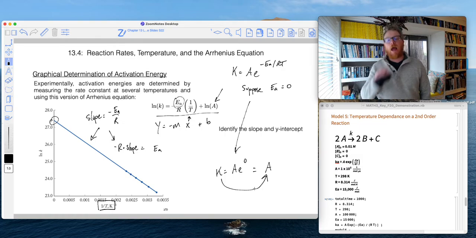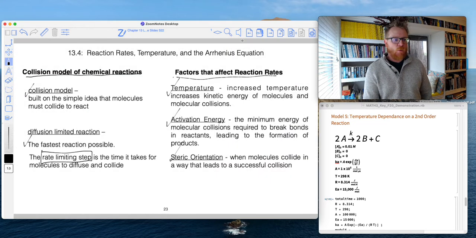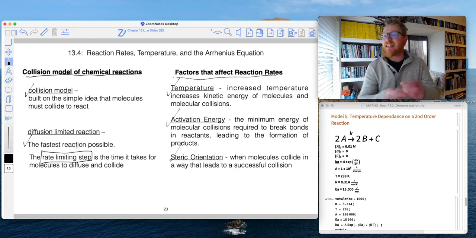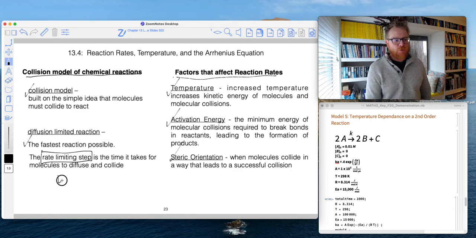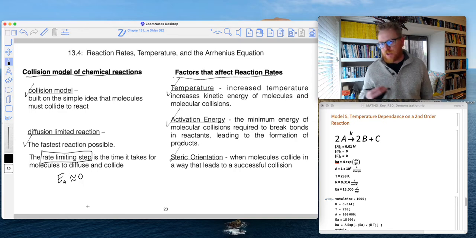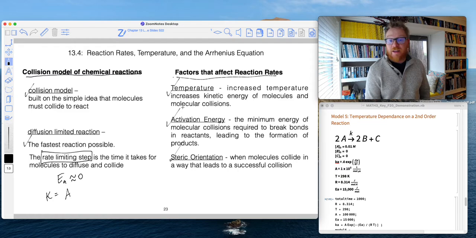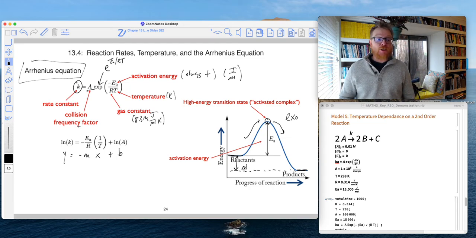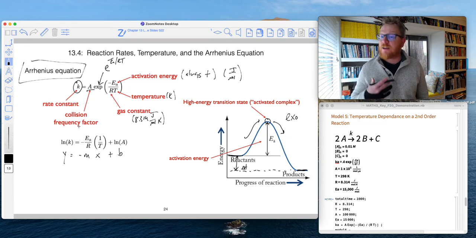What that means, if we have no activation energy, is that we're talking about a diffusion limited reaction, right? The rate limiting step is just how long it takes for them to collide. They collide, they instantly react. So this would be an EA equal to 0 or very closely equal to 0. In this case, our rate constant k would equal the frequency factor. And that frequency factor is how often a collision happens, which is pretty cool.